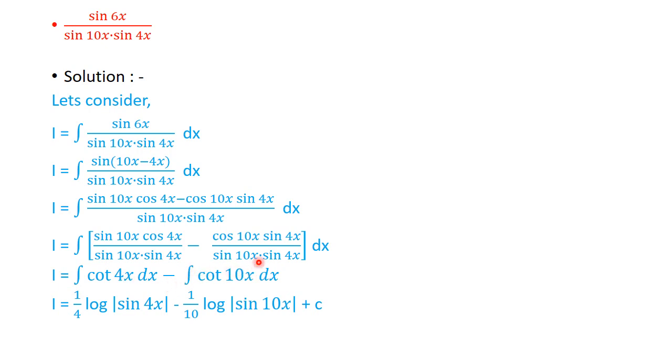So here we have cot 4x dx minus cot 10x dx, and we have seen that the integration of cot x is log of sin x. So here the integration of cot 4x is log sin 4x, and again this 4 becomes a multiple, so 1 by 4, and minus this 10 as a multiple, 1 by 10 into the integration of cot, which is log of sin 10x, plus c. So students, there are some solved examples also provided there.